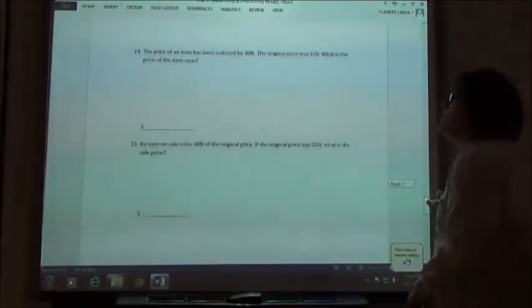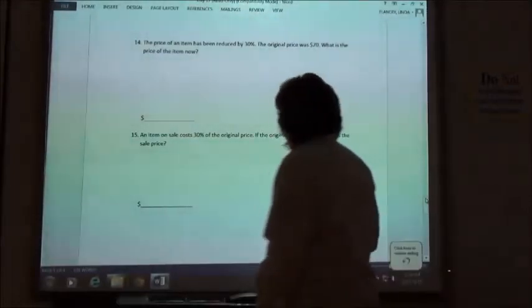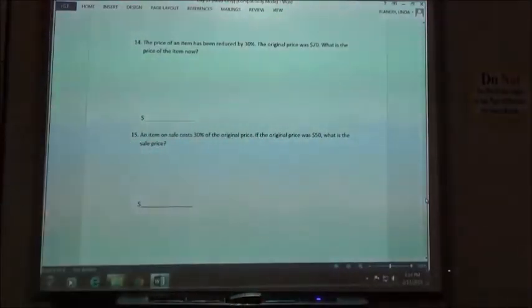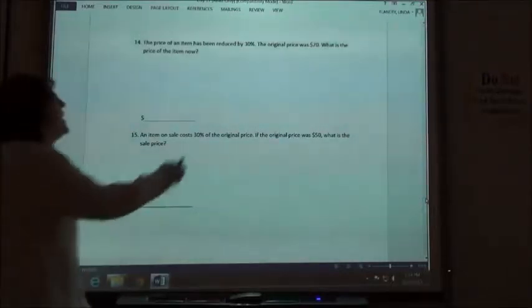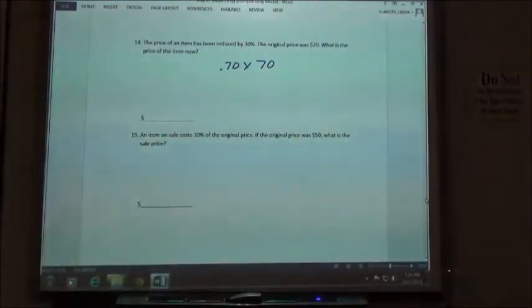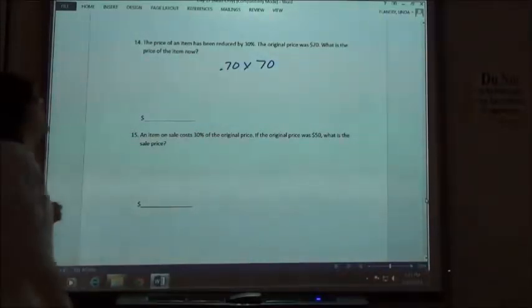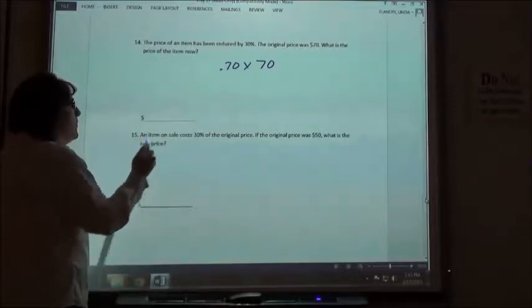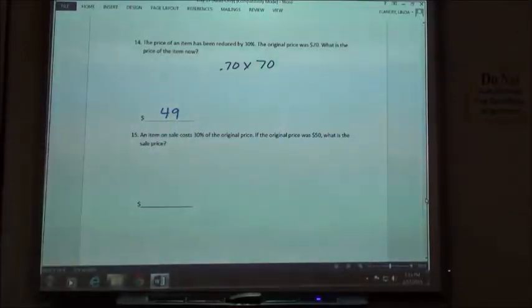So if I look at the next one, the price of an item has been reduced by 30%. The original price was $70. What is the price of the item now? So if it was reduced by 30%, what percent did I actually pay? 70%. So 70% of my regular price, $70, would be how much? $49. So it was reduced by 30%. I'm now only going to pay $49 instead of $70.